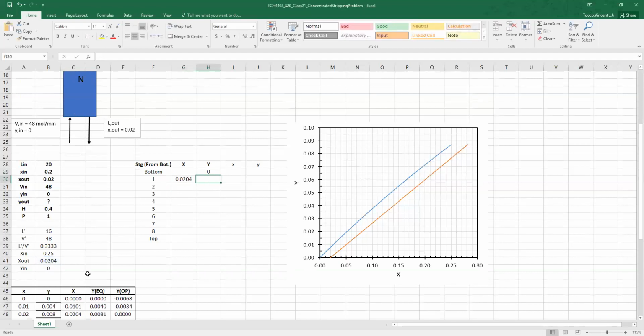Now, how do I find y1? Remember that I have a relationship that says the vapor coming up from stage 1, or stage n, the bottom stage, must be in equilibrium with the liquid. However, big Y is not in equilibrium with big X. So therefore, what I need to do is have a column for little x and little y, such that I can convert, do the equilibrium relationship, and then convert back again.